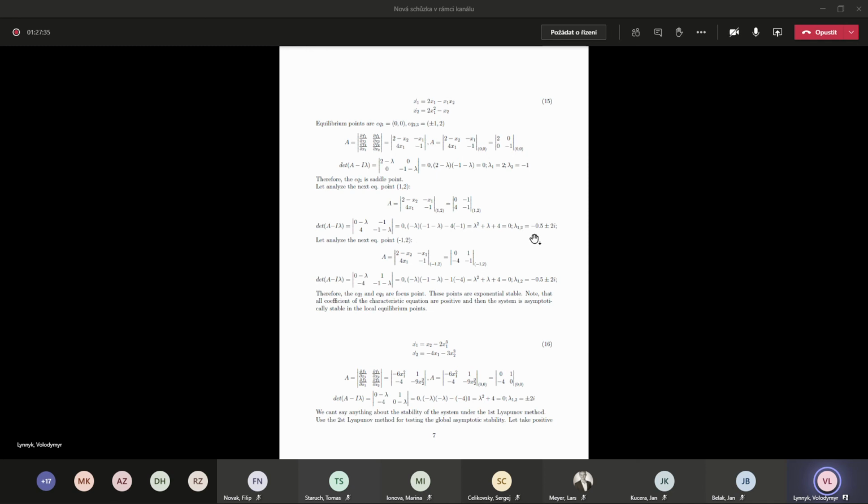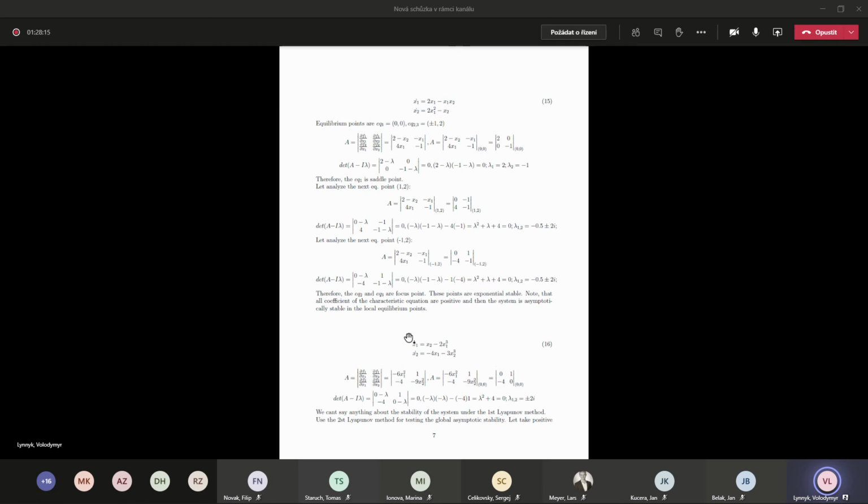Okay, and now this equilibrium point (1, 2) is a stable focus, and the next one (-1, 2) is a focus too. Therefore these two equilibrium points are focus points, and they are exponentially stable. Note that all coefficients of the characteristic equation are positive here, and then the system is asymptotically stable in the local equilibrium points.